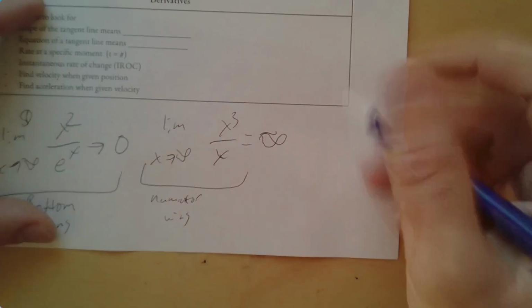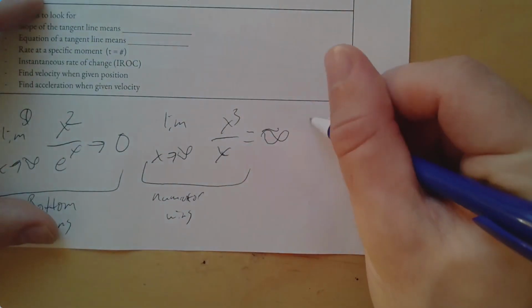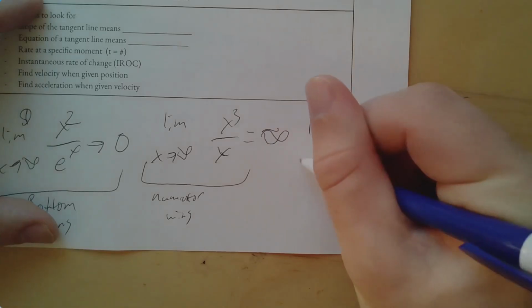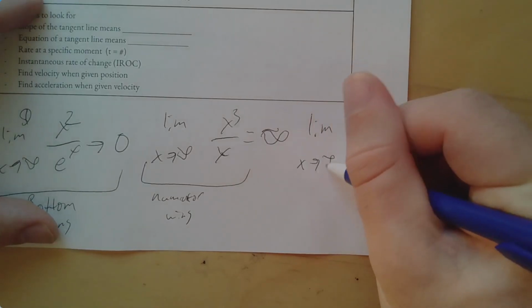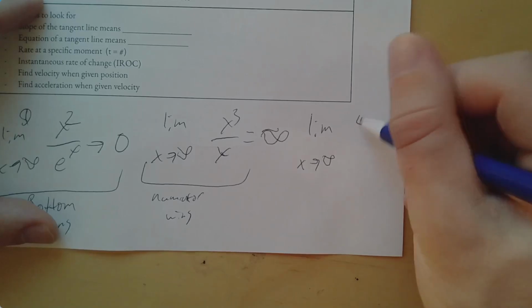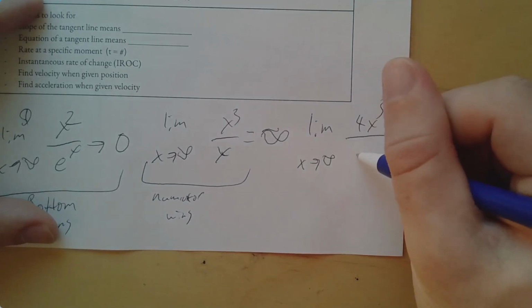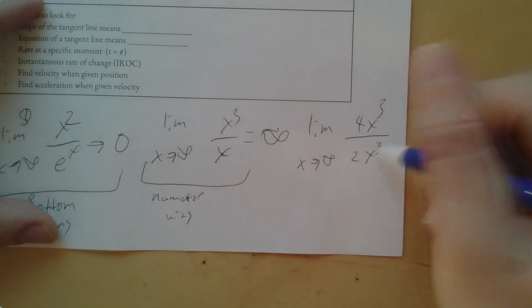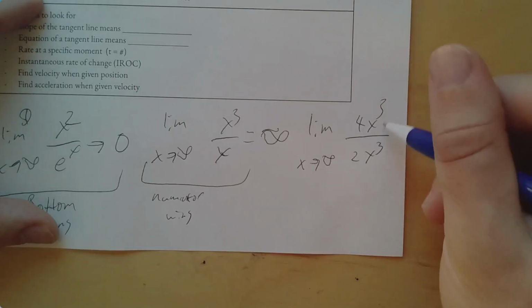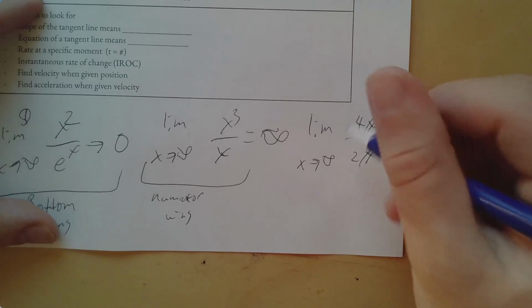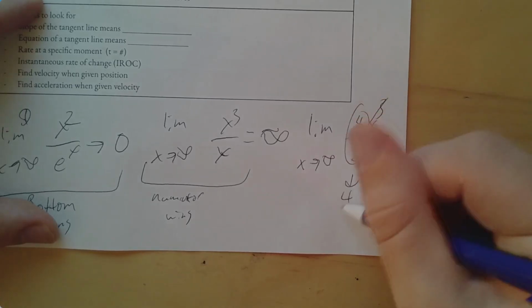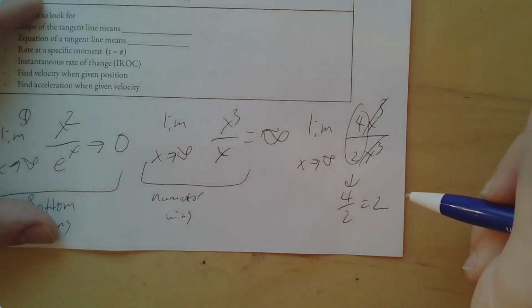And then the last one is where there's a tie. So if you think about the limit as x goes to infinity of something like 4x cubed over 2x cubed, when there's a tie and it's the same power top and bottom, they essentially cancel and you take the fraction of their coefficients, so it's 2. Okay, this is a tie.